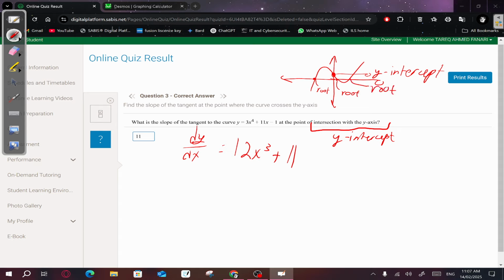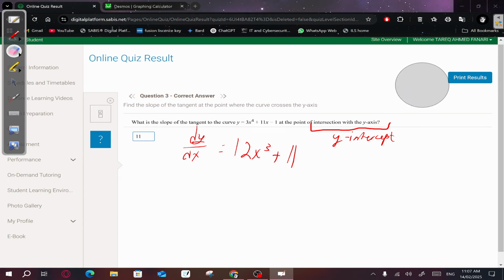Now, why am I telling you this? You'll need it for later. Anything that is not linear, and it intersects with the x-axis on a non-linear curve, we call it a root. Okay, y-intercept.